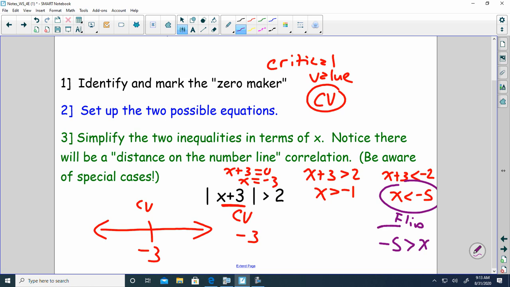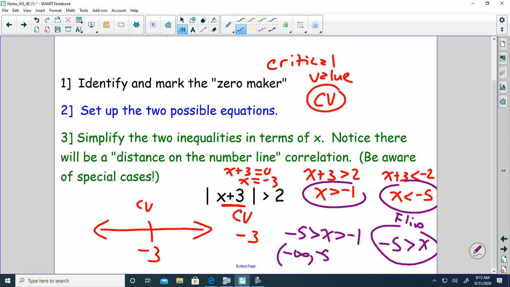Then I can put this back together with this. So it's -5 is greater than x, which is greater than -1, or, from -infinity to -5, and from -1 to infinity is how we would write it in interval notation.